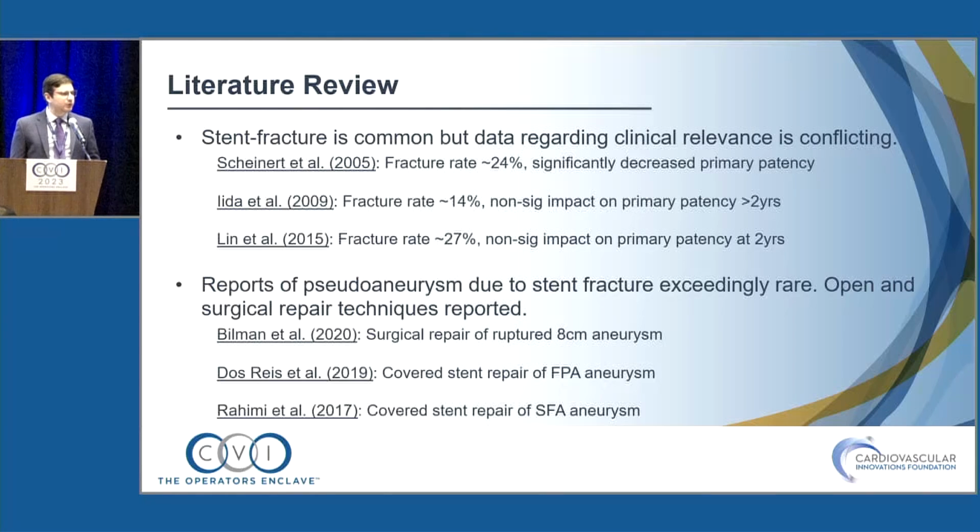And so there are several cases in the literature, and there's been variable approach in how to treat those pseudoaneurysms when they do occur. So one case, obviously, of a ruptured aneurysm received an open repair. In general, the rest have received covered stent repairs just because of the challenges that can obviously be posed with surgical intervention in these cases.